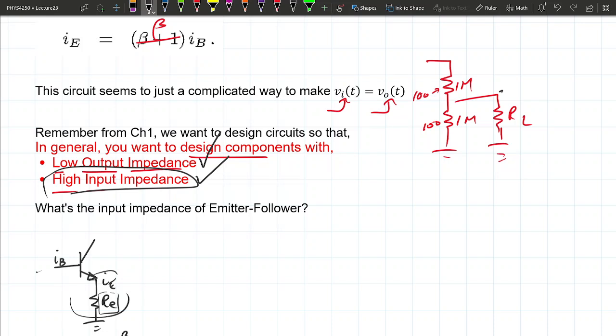I can just build a circuit and pass it to you. I don't have to worry about whether you're going to connect a 50 ohm load onto my circuit, or put it on a 5 meg ohm, because if I have a very high input impedance and a very low output impedance, I don't have to worry about that. I just give it to you and it works, right?